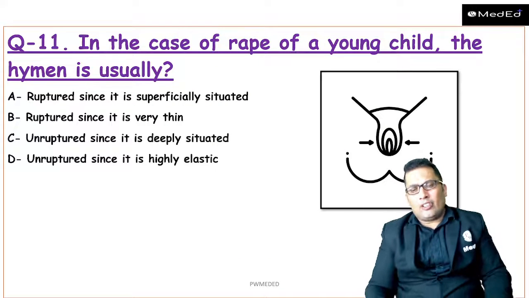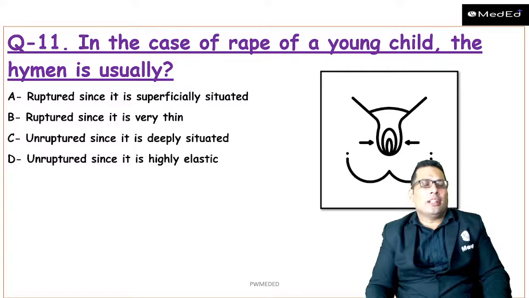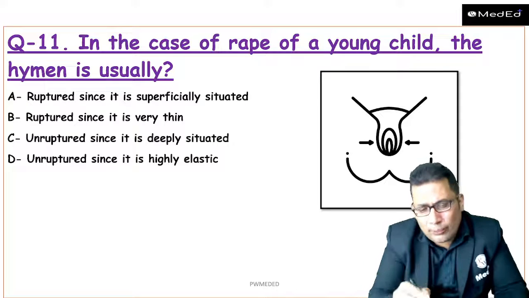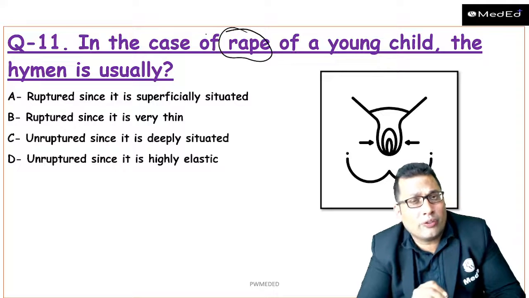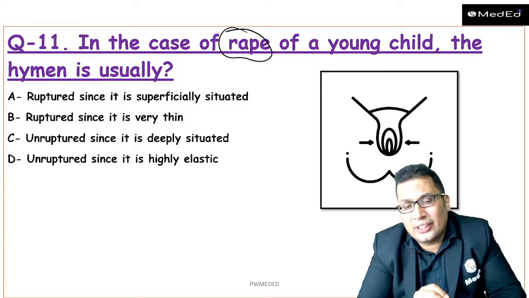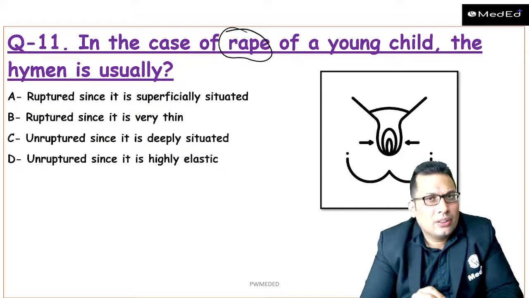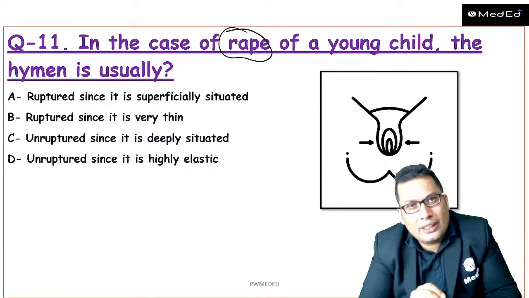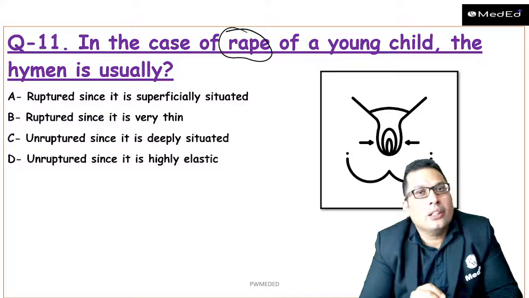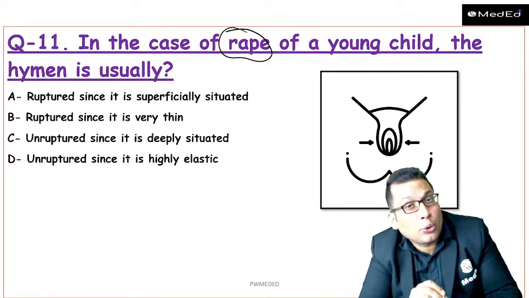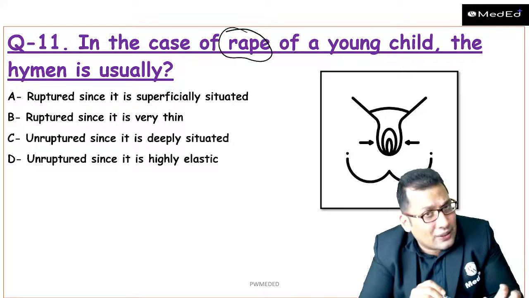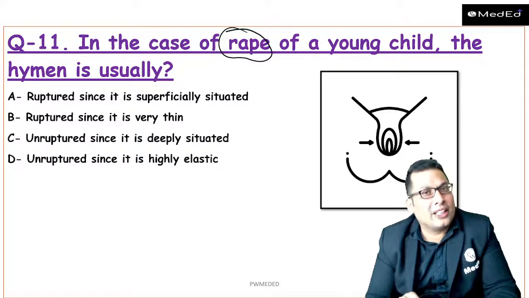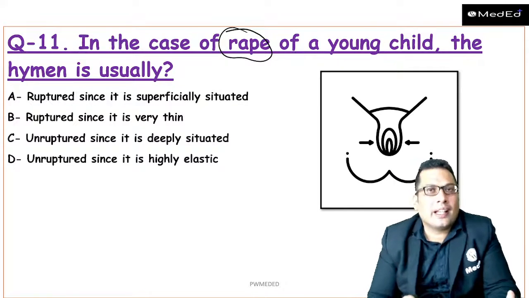In case of rape of a young child, the hymen is one very commonly asked topic in your exam. Rape: you must know in and out of the sections, that is 375 and 376, and the medico-legal examination of the victim of rape, important. Medico-legal examination of the accused of rape is also very commonly asked. Unnatural sexual offences like sodomy and sexual perversions are also commonly asked.